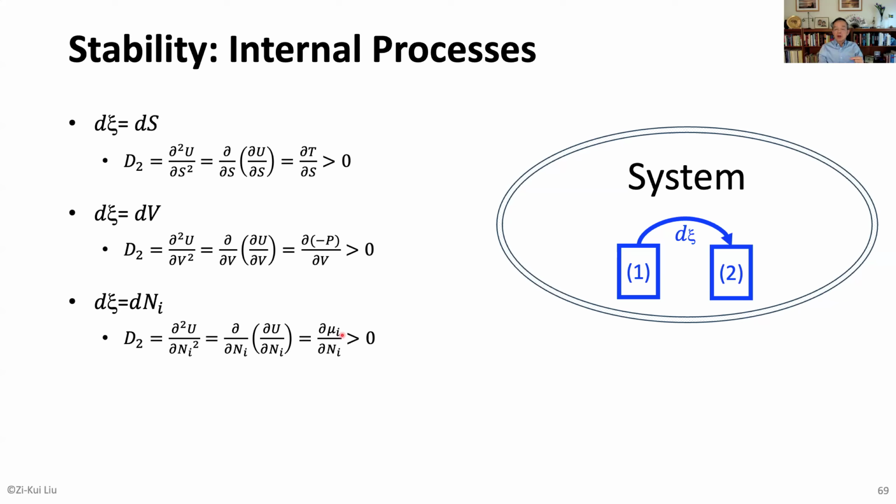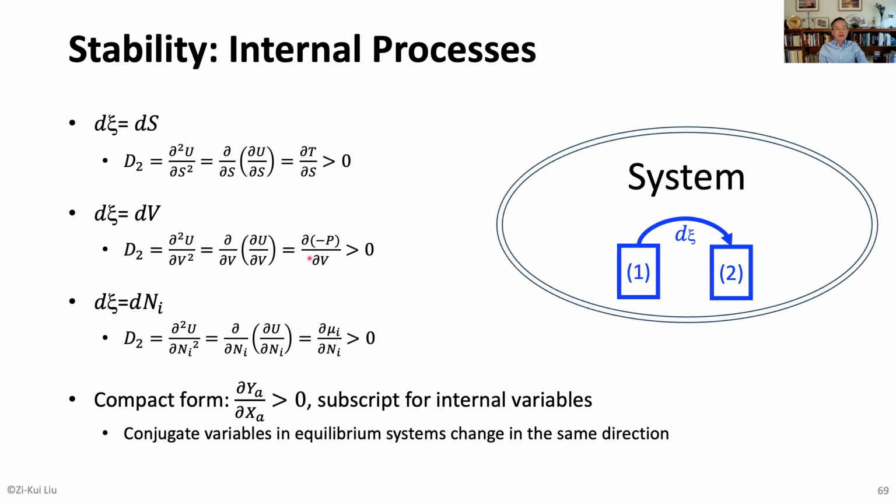Okay, in that process, we actually have to remove some heat to keep it at constant entropy. So for these three internal processes, we find that T and S go in the same direction, minus P and V go in the same direction, and mu_i and N_i change in the same direction. We talked about it before: they are conjugate variables, Y and X in our combined law, as we just showed in the previous slide.